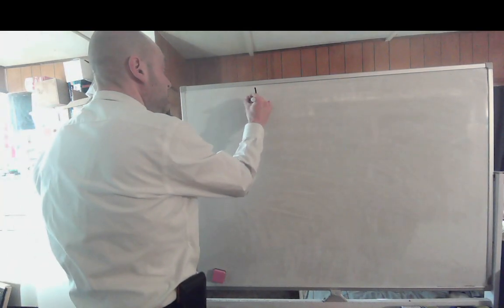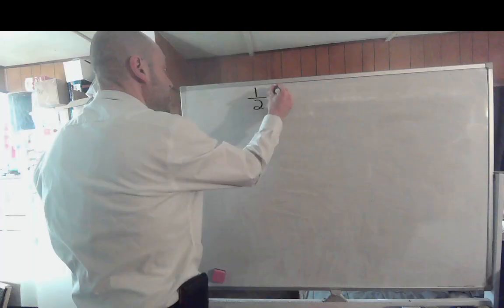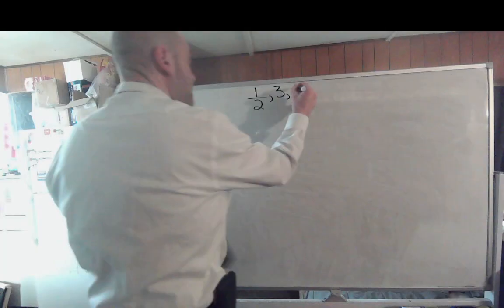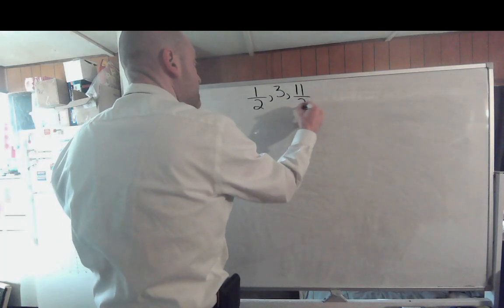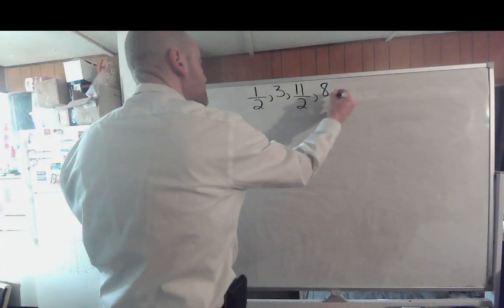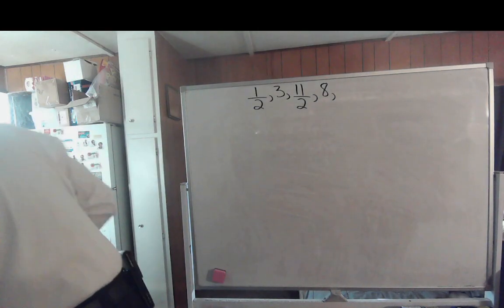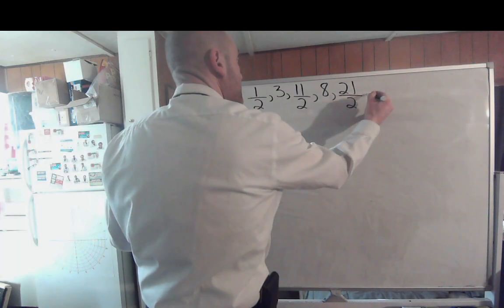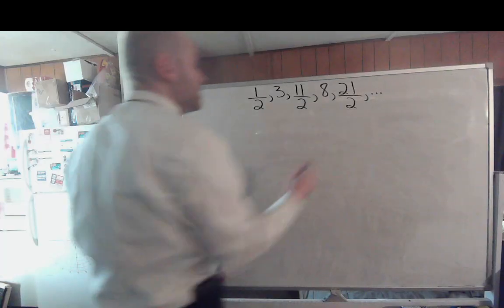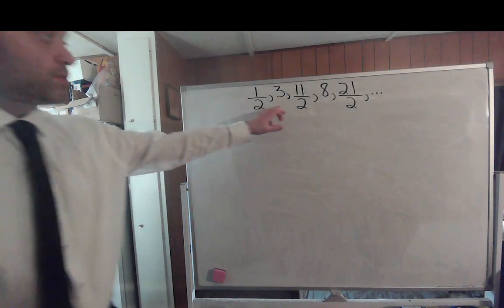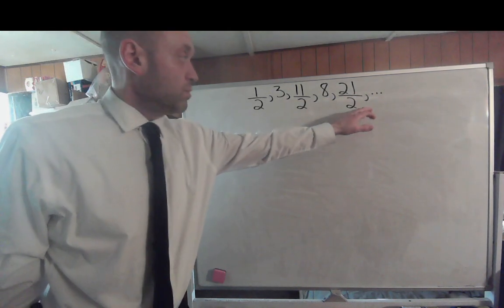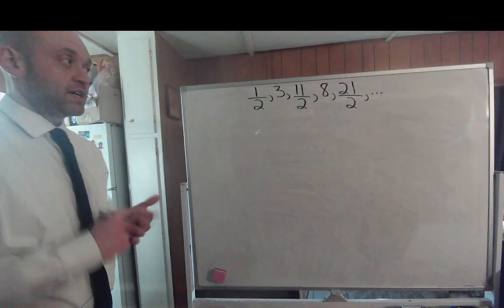Here's a good one. We have 1/2, 3, 11/2, 8, and then 21/2. And then it keeps on going and going. So we have 1/2, 3, 11/2, 8, and then 21/2. Let's see if this is arithmetic.